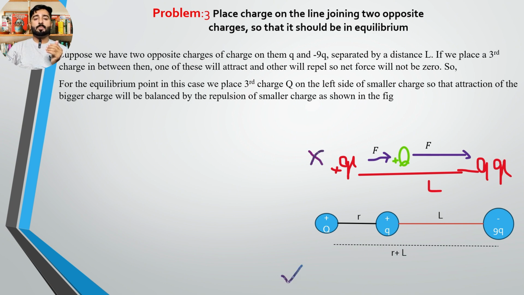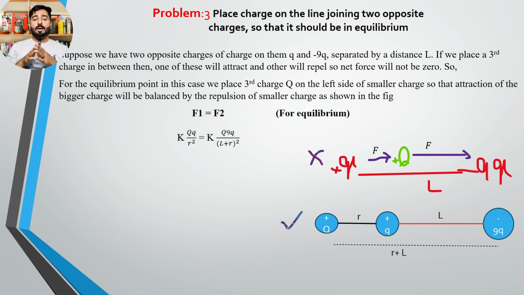And for the equilibrium, we know the forces should be equal to each other. F1 is the force applied by the smaller charge on the third charge, and F2 is the force applied by the bigger charge on the third charge. F1 is K q Q over r square, where r is the distance between the smaller charge and the third charge, and L plus r is the distance between the bigger charge 9q and the third charge.